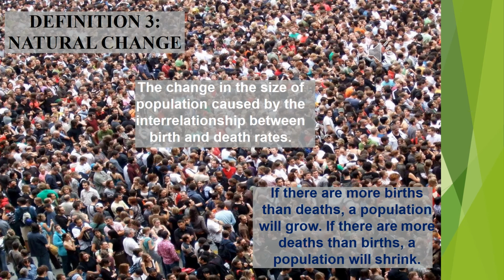Our third definition is natural change or natural growth of population. It is the change in the size of population caused by the interrelationship between birth and death rates. The difference between birth rate and death rate is called natural change. Dear students, if there are more births than deaths, the population will grow. If there are more deaths than births, the population will shrink.